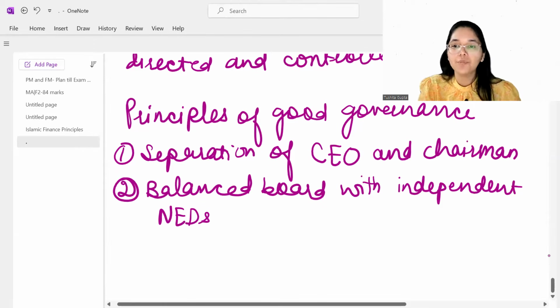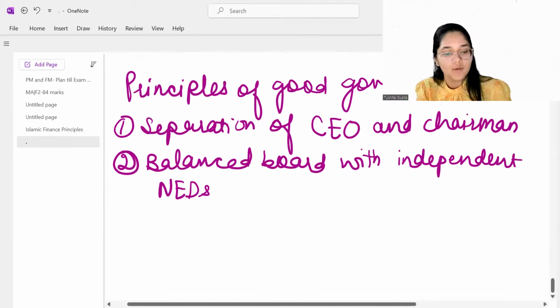So the board should be balanced with independent NEDs, because if all of the people who wish to make profits are sitting on the board, then they might take some decisions which in the longer run may hamper the company. So this is why there should be a balanced board with independent NEDs. If there are executive directors, there should also be non-executive directors who should from time to time point out the mistakes that perhaps the executive directors are making.